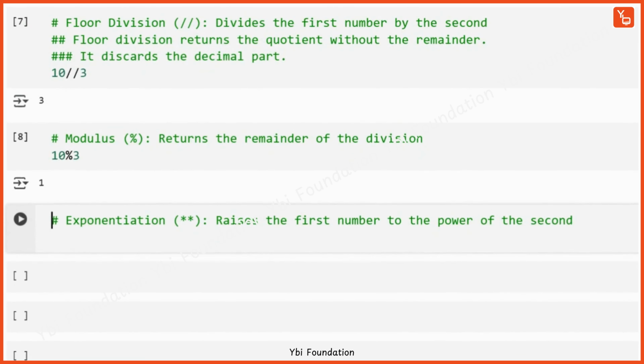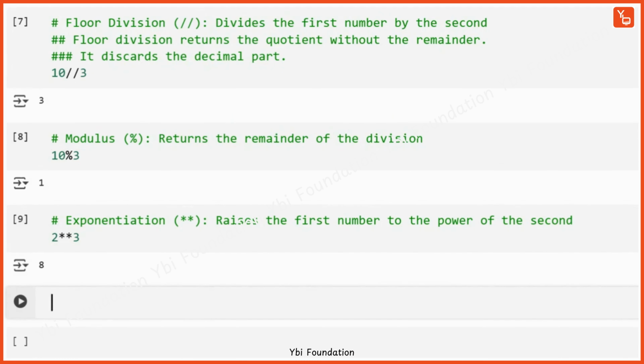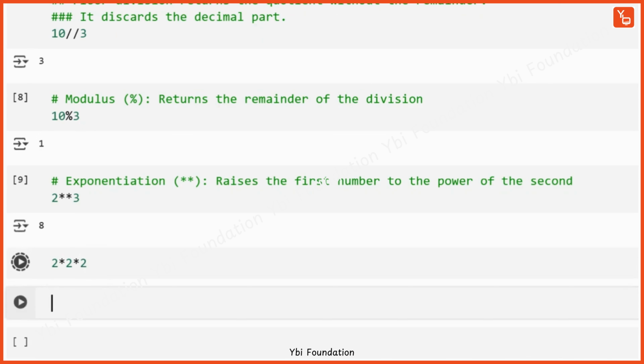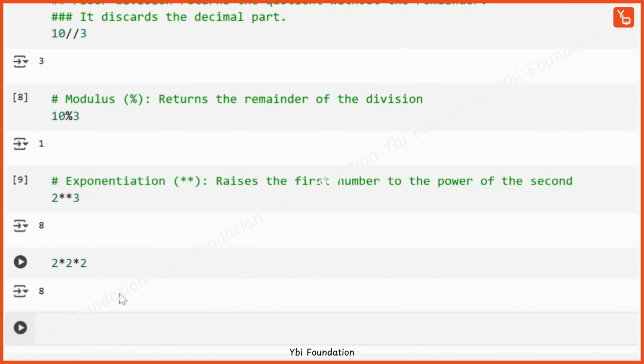Now let's understand the exponential. In Python the exponential is denoted by double asterisk. So if we use 2 asterisk asterisk 3, it will give us the output as 8. The answer is the same as if we multiply 2 into 2 into 2. So multiplying 2 three times gives us the same result. This is what the power is all about. So exponential or double asterisk gives us the power of the first number to the power of the second number.